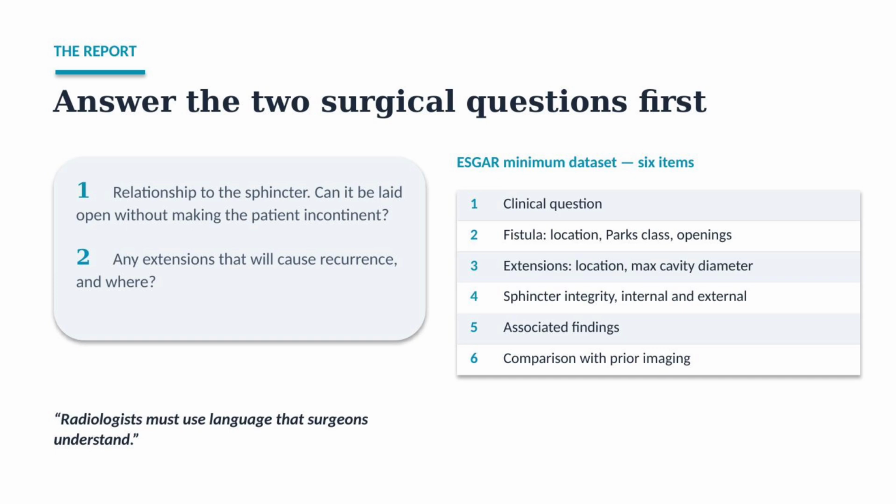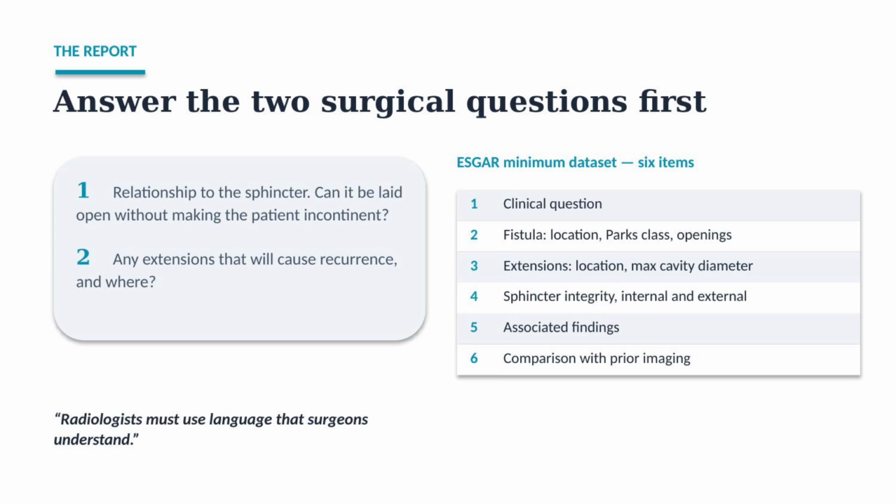Now the report. The 2 questions the authors call out in both papers. First, what is the relationship between the fistula and the sphincter? Can it be laid open without making the patient incontinent? Second, are there any extensions that will cause recurrence, and where? That is the report. Everything else is supporting evidence.